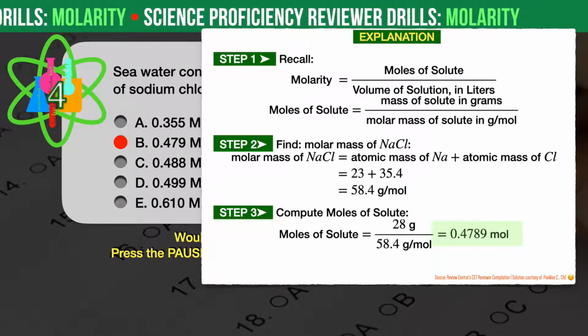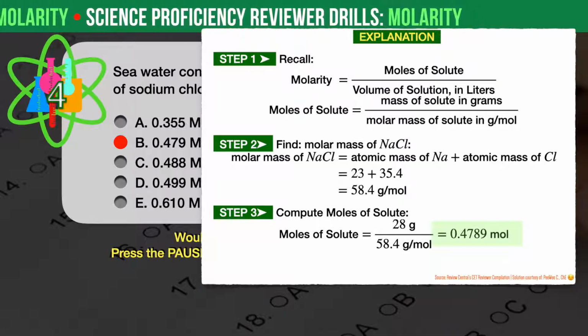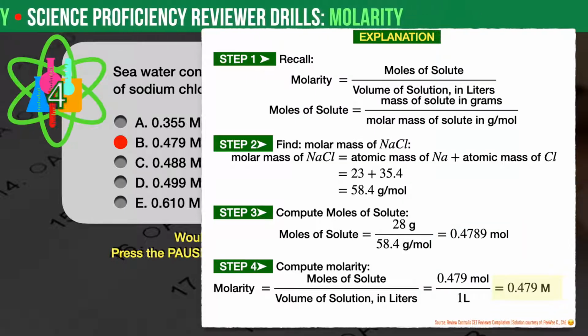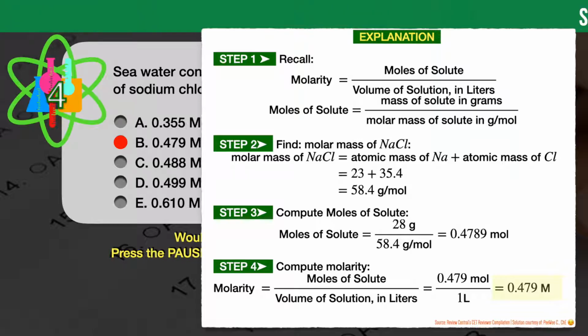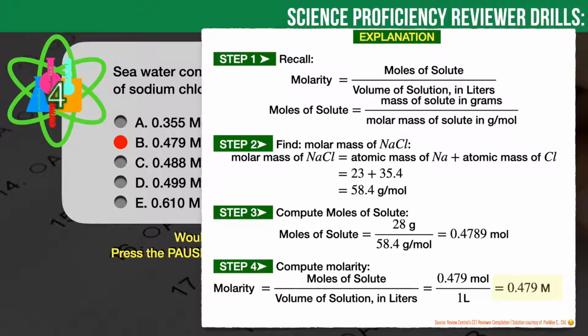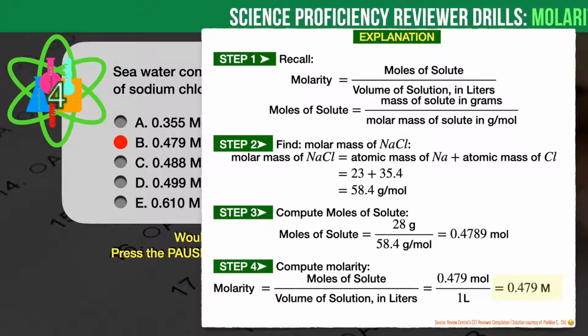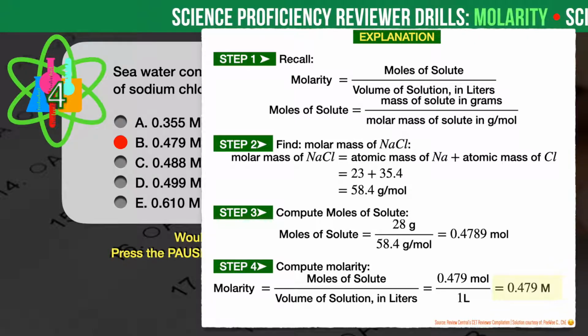Step 3. With the molar mass of NaCl now known, we can compute the moles of solute. We'll get 0.479 moles. And for our final step, it was clearly stated that the 28 grams of NaCl was per liter, so the volume of solution is already given as 1 liter. Therefore, the molarity of sodium chloride in seawater is 0.479 moles divided by 1 liter, which is equivalent to 0.479 M.